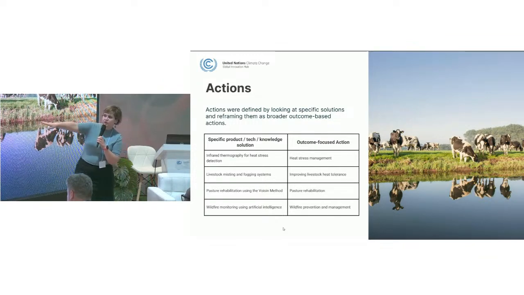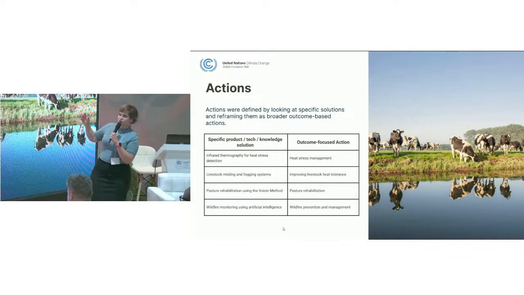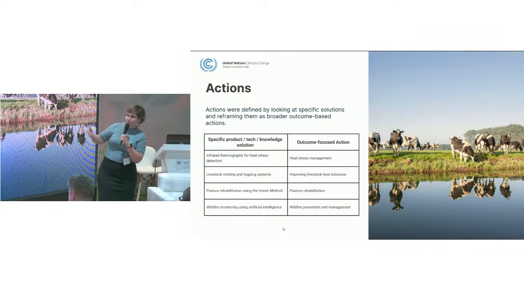So moving from something like infrared thermography for heat stress detection to heat stress management. So basically bringing it up a level, and also not going from the top down, because then you end up with a kind of random set of categories.